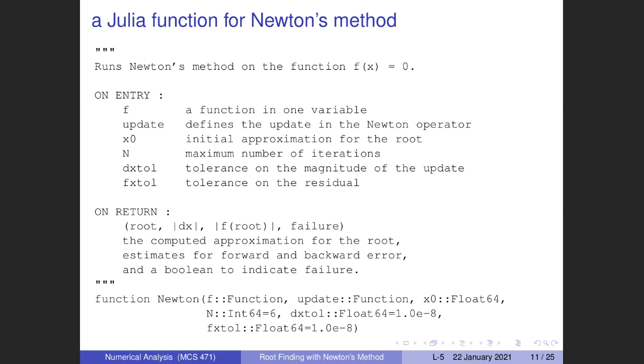All right then, so here I can now define the Julia function, starting with the entire documentation string. There are 3 input parameters: the function, the update function, and the initial approximation. These are the first 3 parameters, 2 functions and 1 64-bit float, which the user must provide. The next 3 arguments are provided with default values.